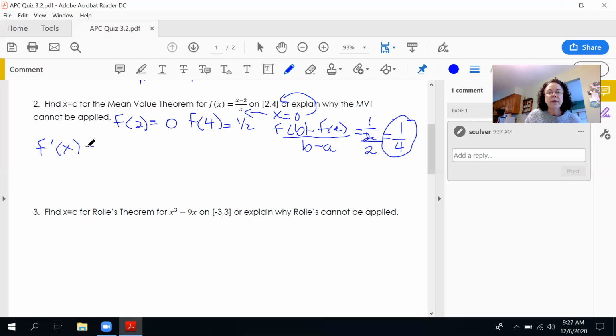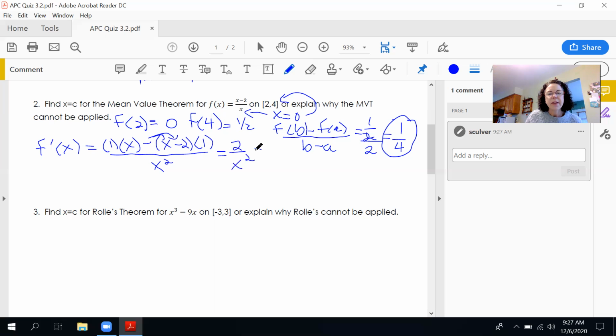Let's find the derivative. I'm going to use the quotient rule here. So the derivative of the numerator is 1 times the denominator, minus the numerator multiplied by the derivative of the denominator, all over the denominator squared. And you'll see once you work this out, this is x minus x plus 2. And so you get 2 over x squared as the derivative.